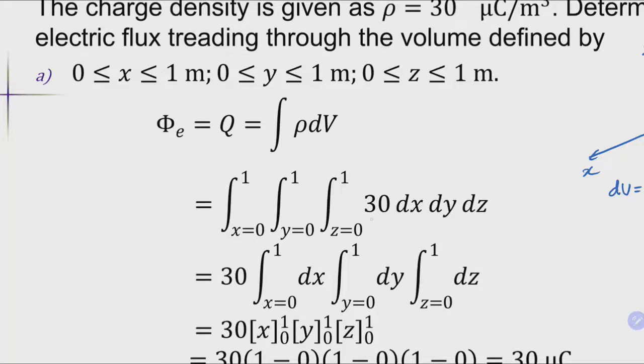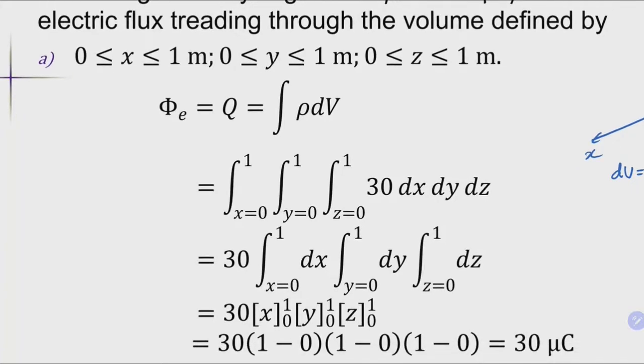30 is a constant. We can take that out from the integral. And because x, y, and z are orthogonal, meaning they are 90 degrees apart from each other, you can separate the integration, doing x, y, and z separately. So you can integrate the limits of x 0 to 1 for dx, y 0 to 1 for dy, and then z 0 to 1 for dz.